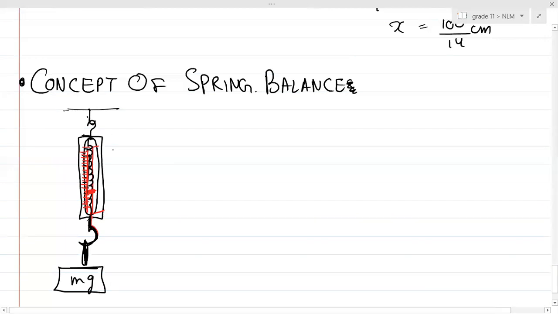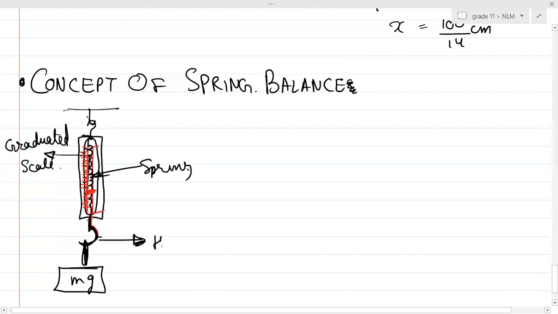Shall I write this? What exactly are the parts? This is basically the spring. This is the graduated markings, the graduated scale, and then there is this hook, and there is this pointer. This is the pointer which points.